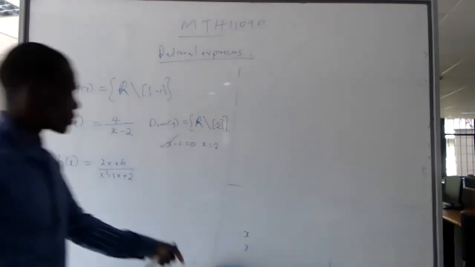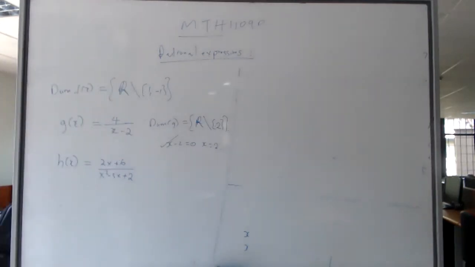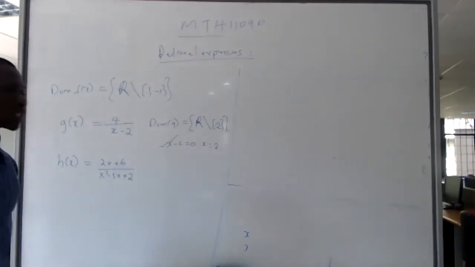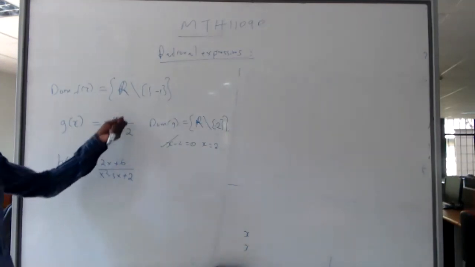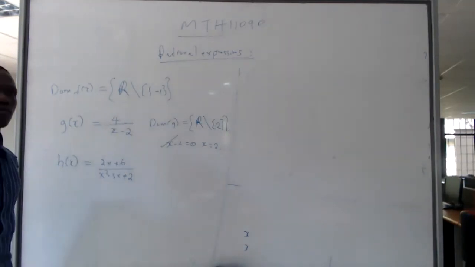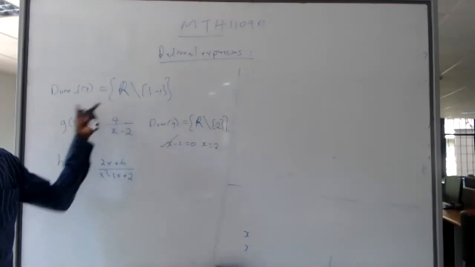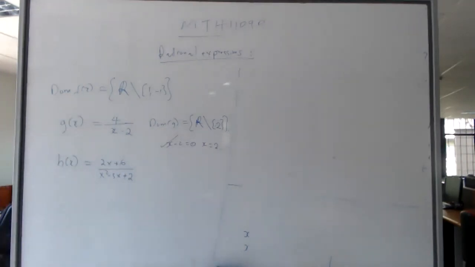Excuse me, sir, I have a question. Go ahead. So you said the domain of g is all real numbers except 2 or until 2? Except 2. All real numbers except 2, because if you put 2, you'll get 4 divided by 0. But for all other real numbers different from 2, you'll get finite values.